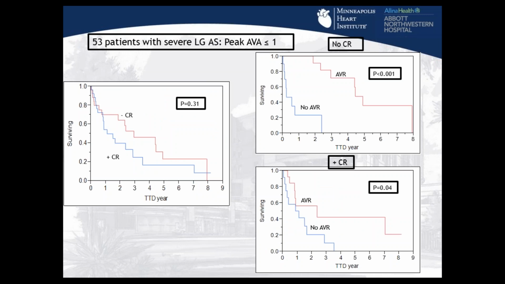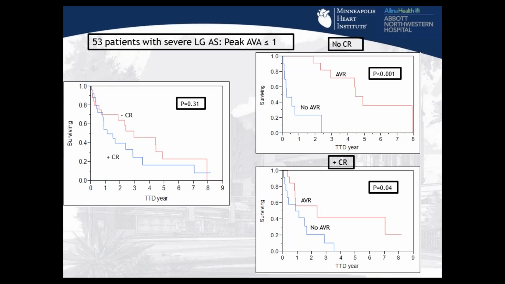And in our data here, contractile reserve did not predict mortality. Actually, the outcome of patients was exactly the same, whether they had contractile reserve or did not have contractile reserve. And both groups had significant improvement with aortic valve replacement.